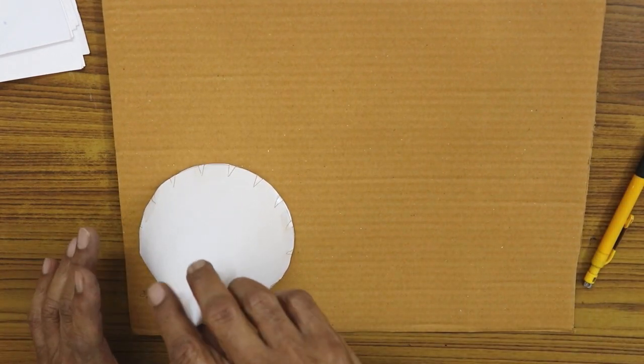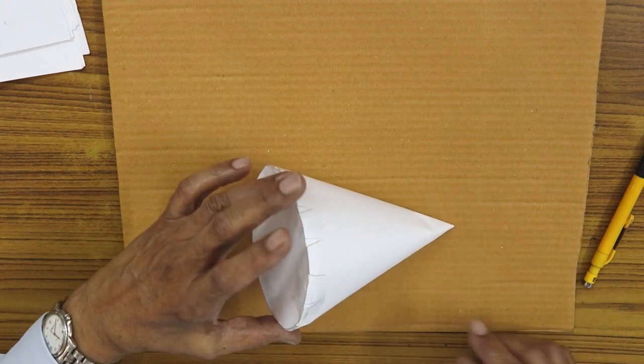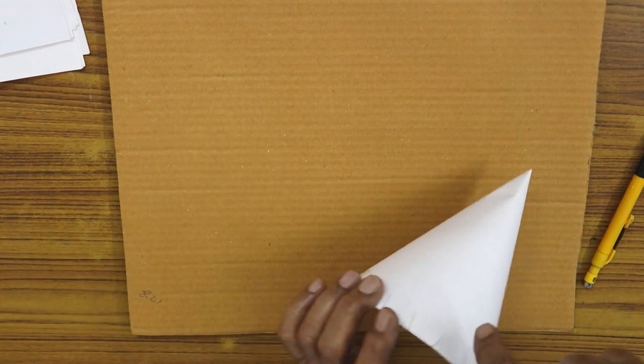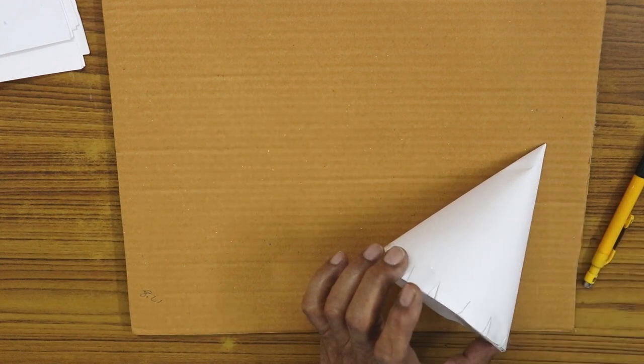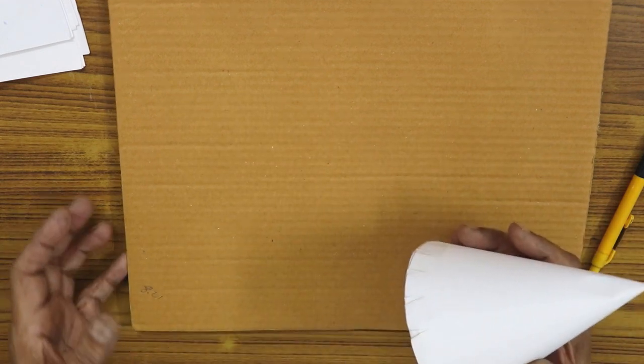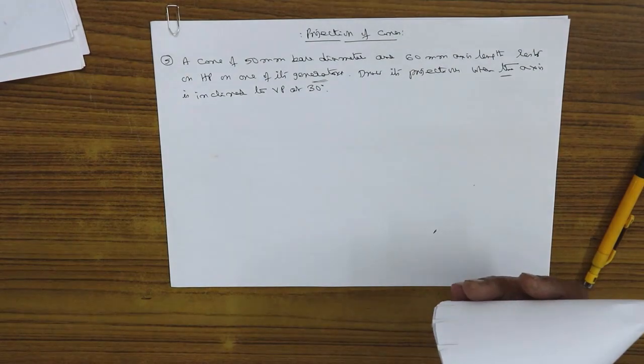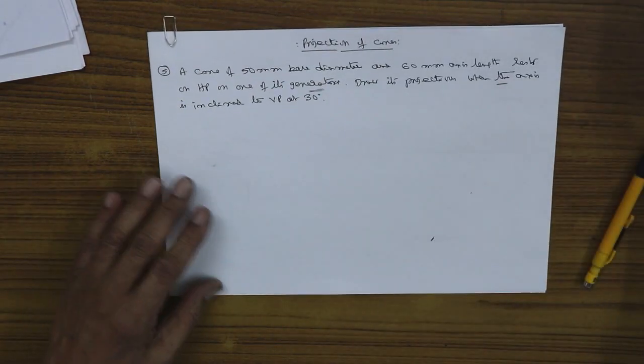I repeat the steps. Initial figure: make the cone lie on the generator, draw the top view and front view. Then make it inclined at the beta angle, and draw the top view and front view. That is the three figures, or three steps, you carry on: the initial figure, the first step, and the second step.